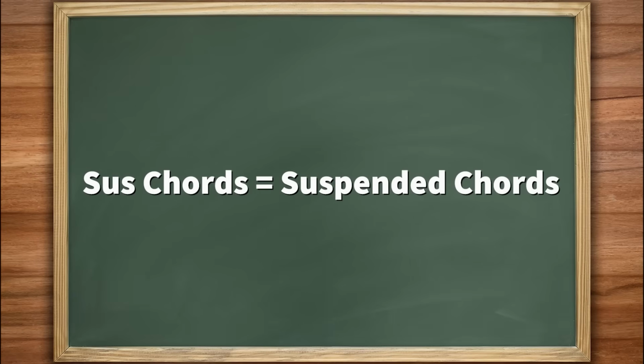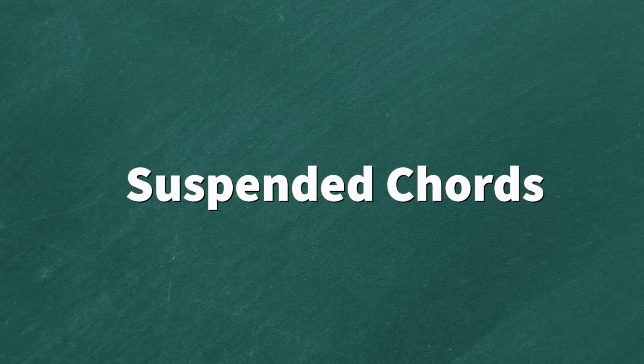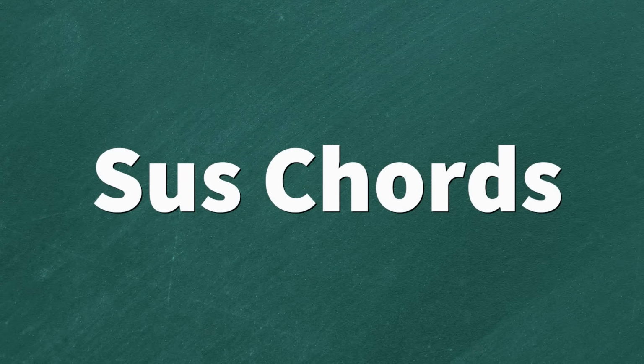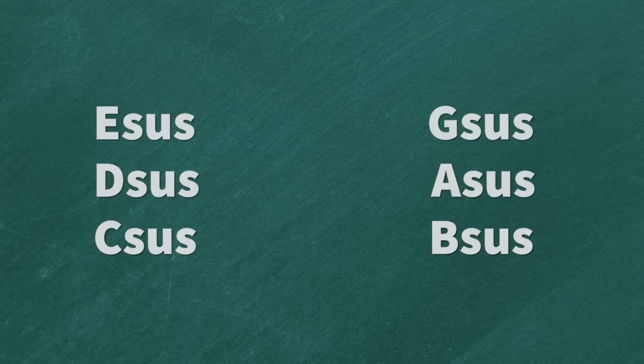Sus chords are short for suspended chords. Those terms, sus chords and suspended chords, are used interchangeably. They're called suspended chords, but they're often referred to as sus chords because when you see them written on a chord chart, they're going to read as E sus, D sus, C sus, whatever the chord is with a sus beside it. Well, those are suspended chords, or sus chords.